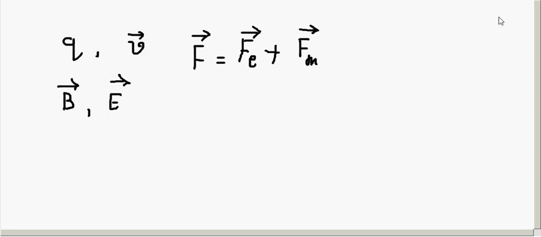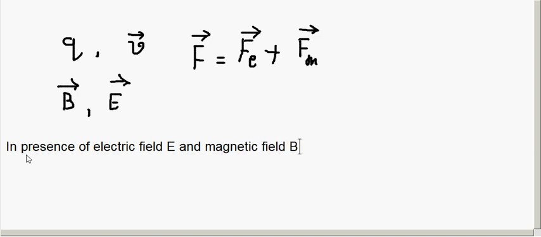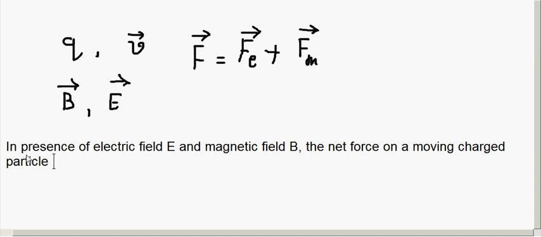In the presence of magnetic field and electric field, that means a particle is moving in the presence of both the fields, in presence of electric field E and magnetic field B, the net force on a moving charged particle is called the Lorentz force.